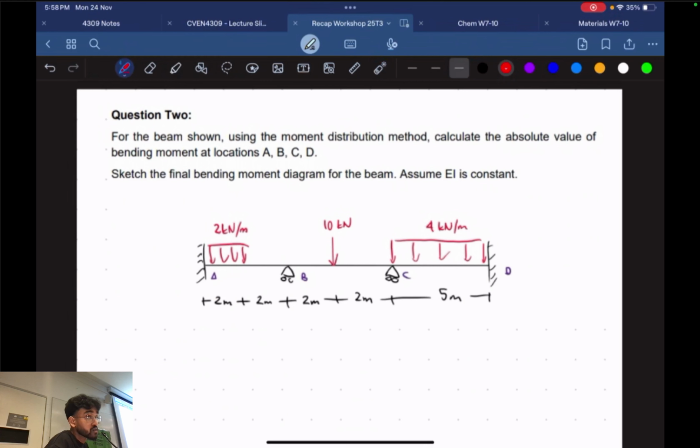Does this one have solutions or no? It does?